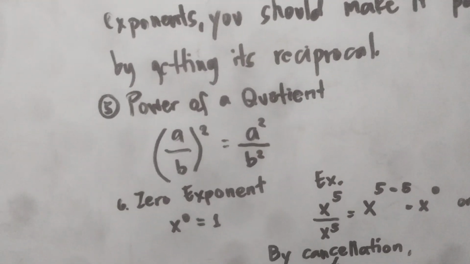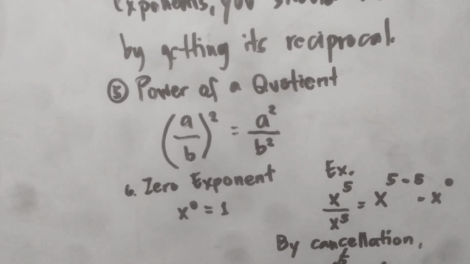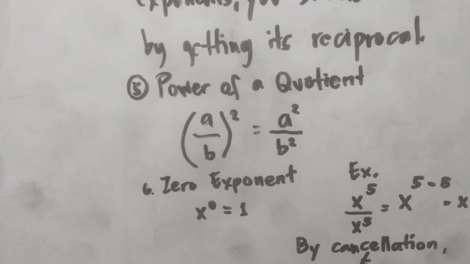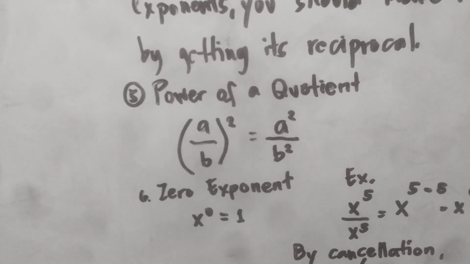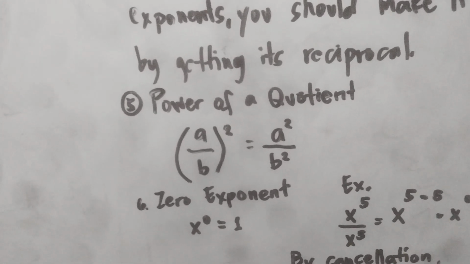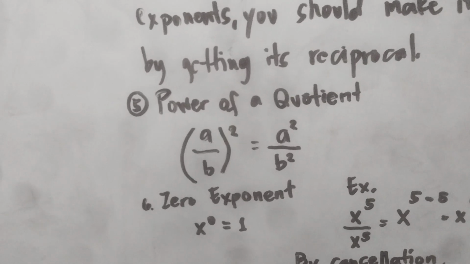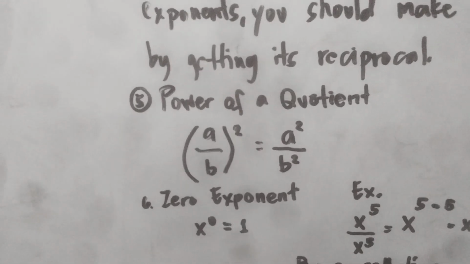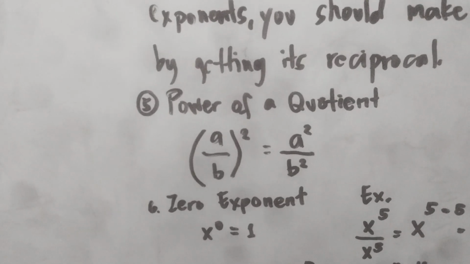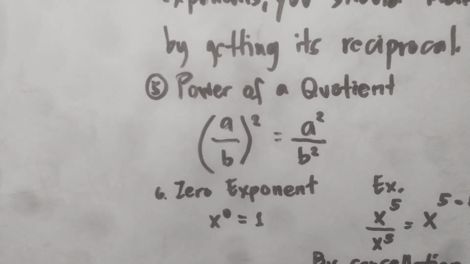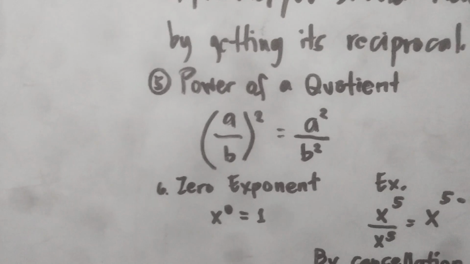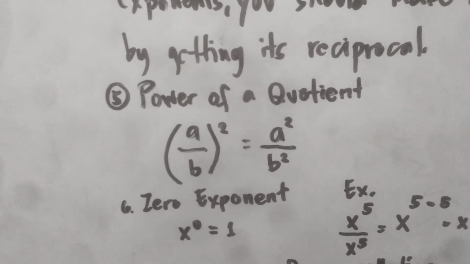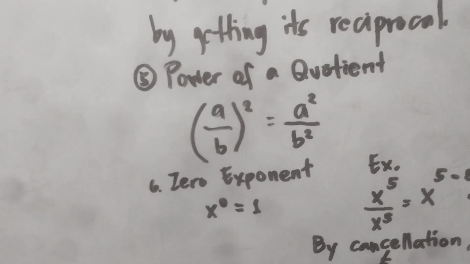Okay, and the last one we have power of a quotient. The example is quantity A over B squared. So that becomes A squared over B squared. So we just distribute the power or the exponent 2 to the numerator, which is A. And we also distribute the exponent, which is also 2, to the denominator B. That's why we got the final answer A squared all over B squared.